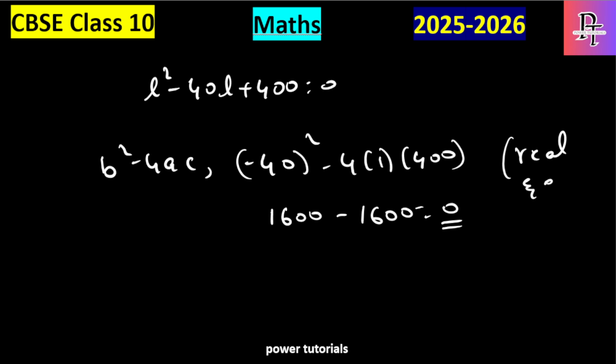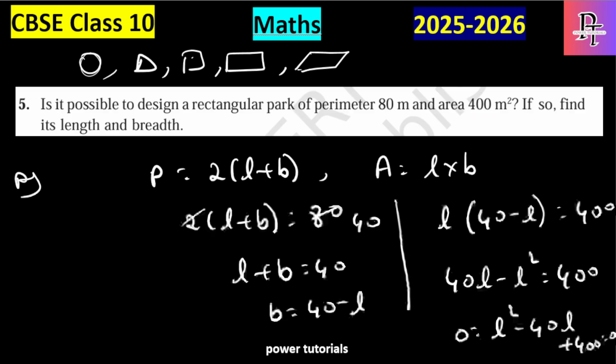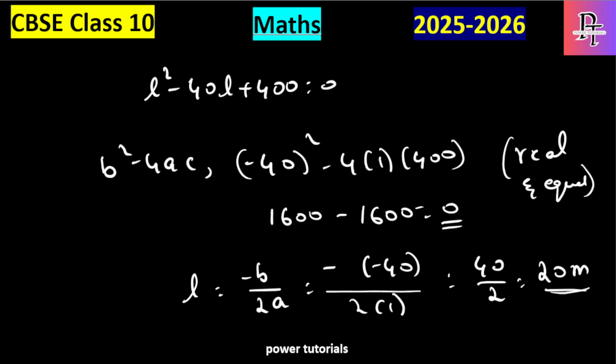If the roots are real and equal, then I can simply write the value of L as minus B by 2A. So it will be minus of the B value, which is minus 40, by 2 into 1, which is 40 by 2. 40 by 2 value is 20. So I got the length value as 20 meters. What about breadth? Breadth is 40 minus L. So breadth is 40 minus 20, which is again 20 meters.